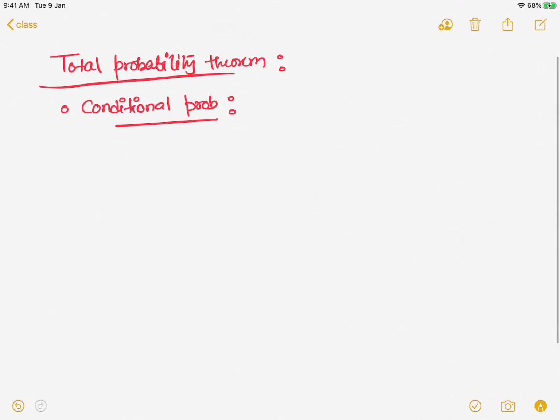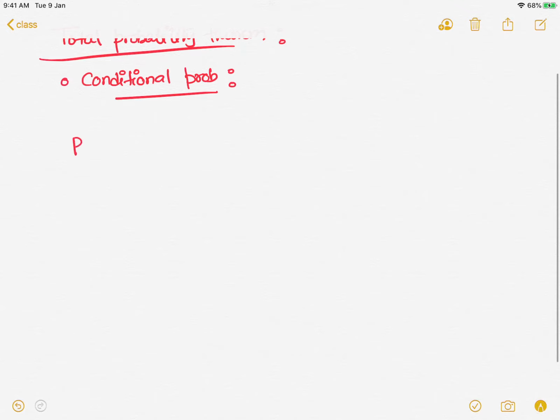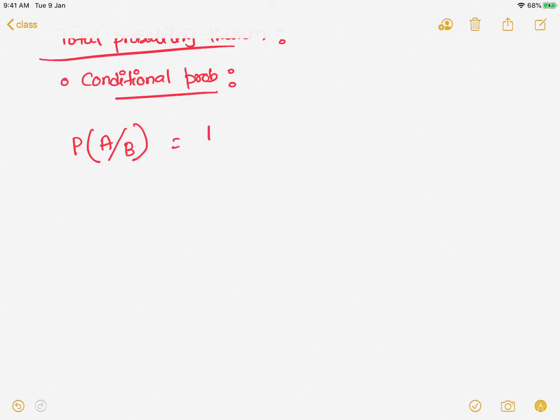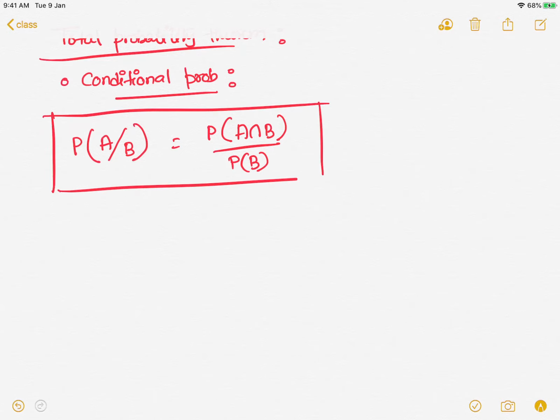So, what does conditional probability say? The probability of occurrence of an event A, given that event B has already occurred, is equal to probability of A intersection B divided by probability of B. This is the definition of conditional probability.